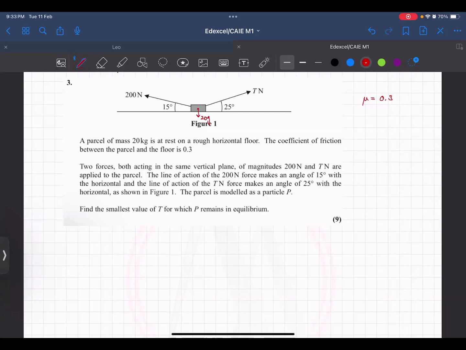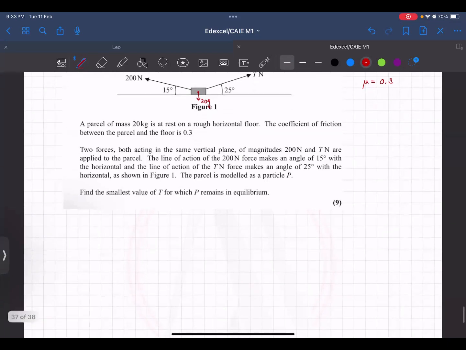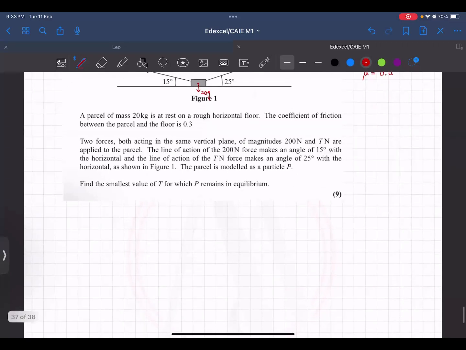Two forces both acting in the same vertical plane of magnitudes 200 Newton and 80 Newton. We can see both of them, and the directions are also given to us. The parcel is modeled as a particle P. Find the smallest value of T for which P remains in equilibrium. Okay, this is an interesting one.